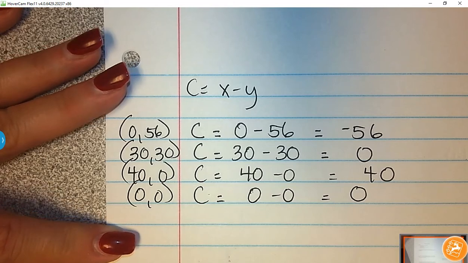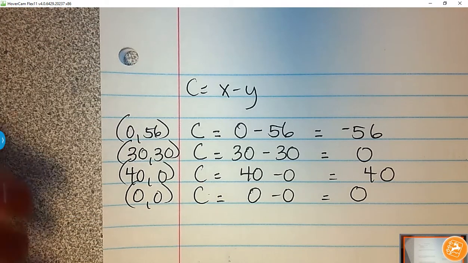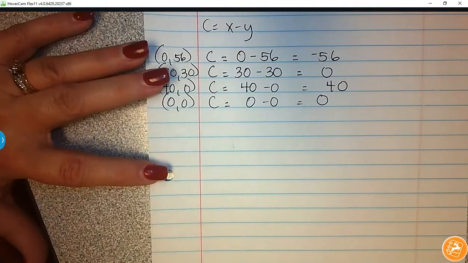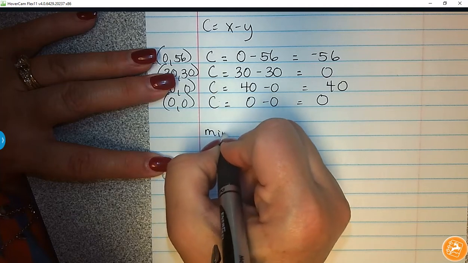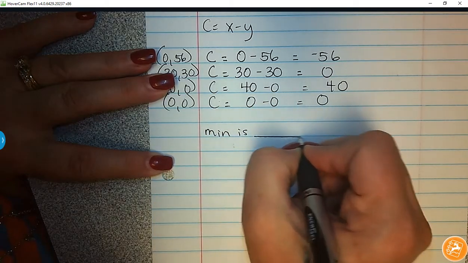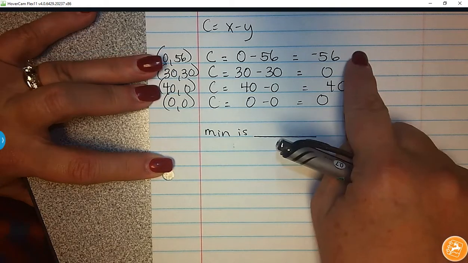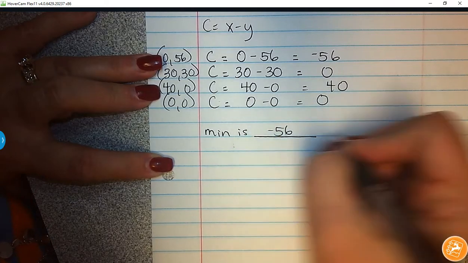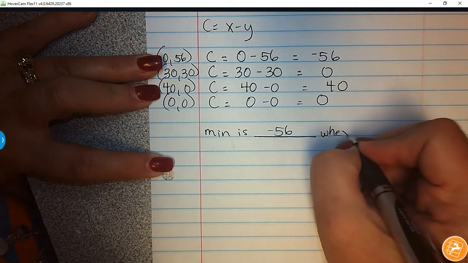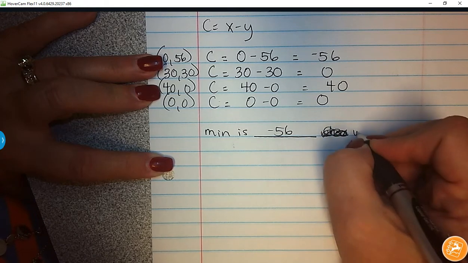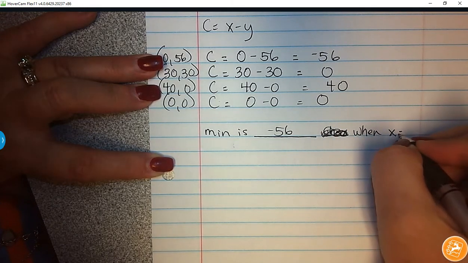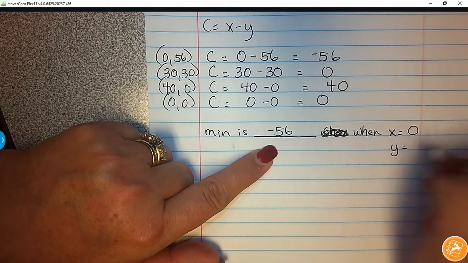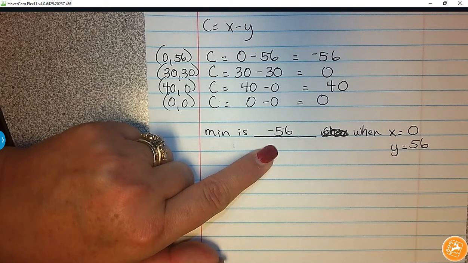that is 0. And then down at the bottom of that sheet, let me zoom out just a little bit here. It says the minimum is blank. So what is the minimum amount I got over here? Negative 56. And then it says when, let's try again. When x equals what did I get that negative 56? 0, and y equaled 56.